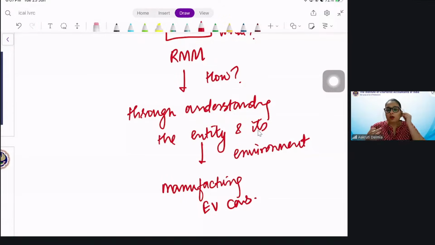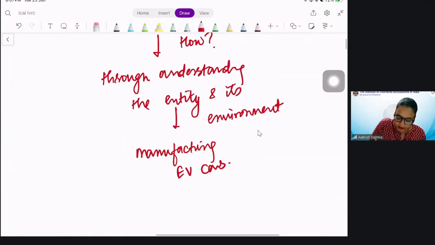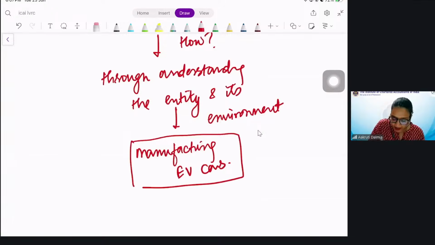If I don't know that maybe the batteries have this kind of problem, so usually these are the risks in a company. Can I do that? Can I assess the risk? No. So we understand the entity which is doing some activity and we understand the environment.